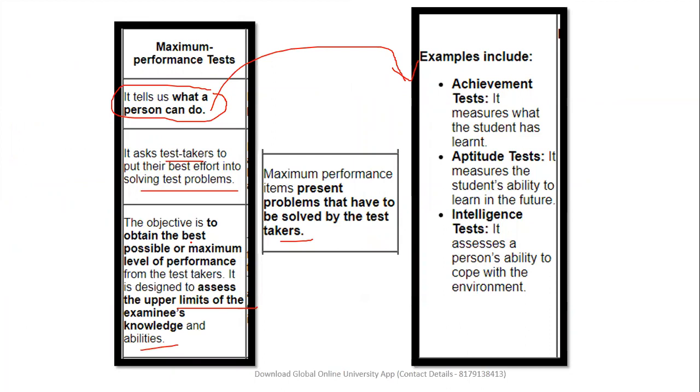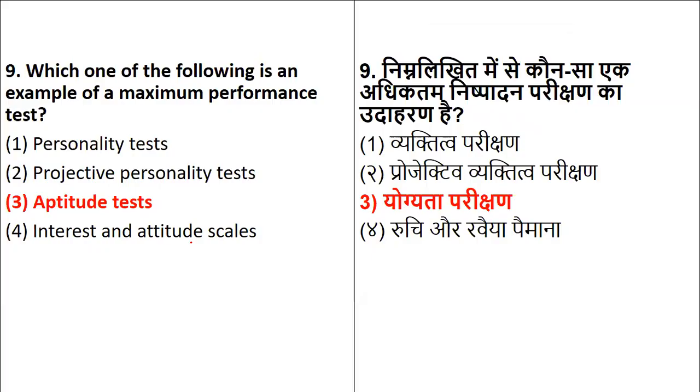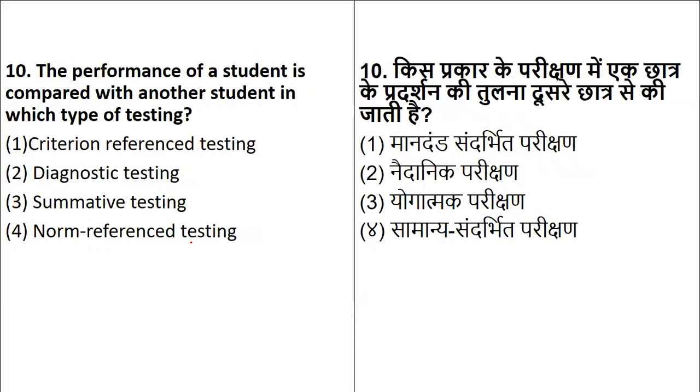Okay. Next, which of the following is an example of where the performance of a student is compared with another student? That day also we did this type of question, where the performance of one student is compared to another student. Now you should definitely not be wrong. These concepts I have explained to you since January, and you should really be perfect in this, whether it is criterion reference, diagnosis, summative, or norm reference. One student's performance with another student.